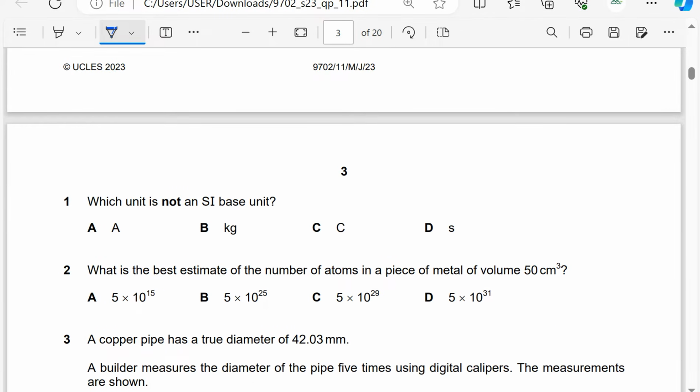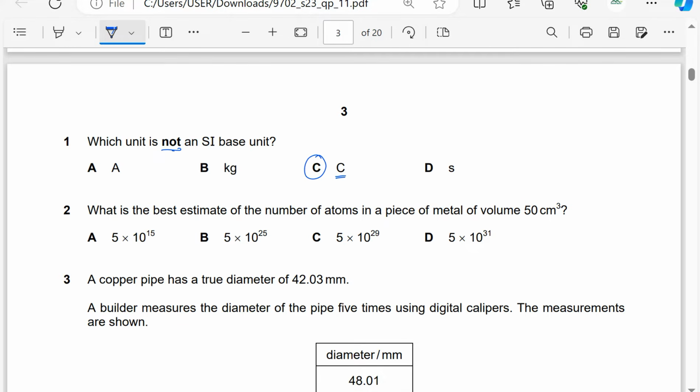Question number 1, which unit is not an SI base unit? So we know that ampere is a unit for current, that is an SI base unit. Kilogram is a unit for mass, that is an SI base unit. Coulomb is a unit for charge, and charge is not a base quantity, so Coulomb is not a base unit. So the answer here is C.